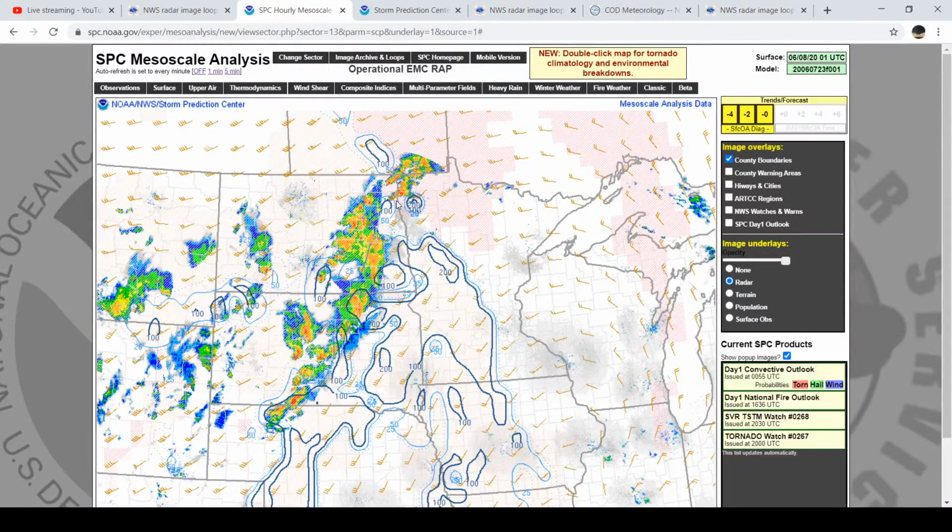As we see, there's very little 0 to 500 meters of SRH to that region. So it's probably another reason why they are having a hard time reaching all the way down to the surface.